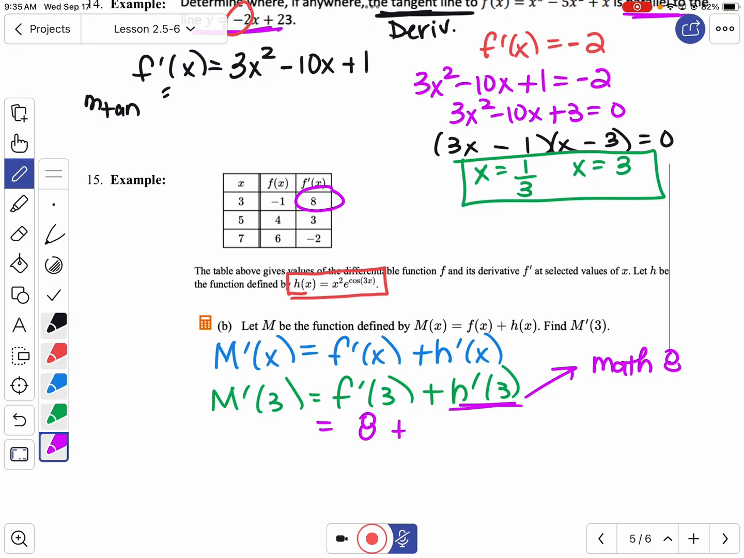How many decimal places are you going to take? 3. All right. I think I get negative 2.061. Okay. Question on that one.